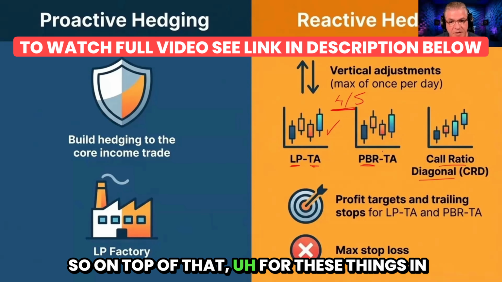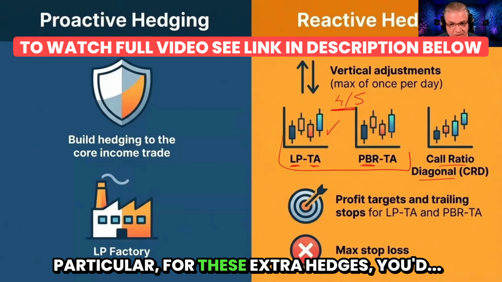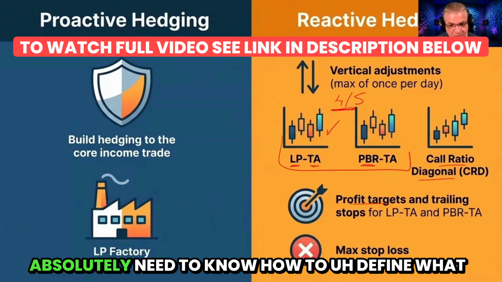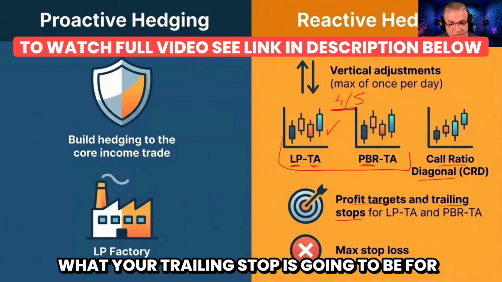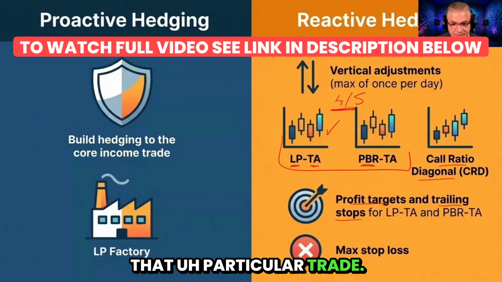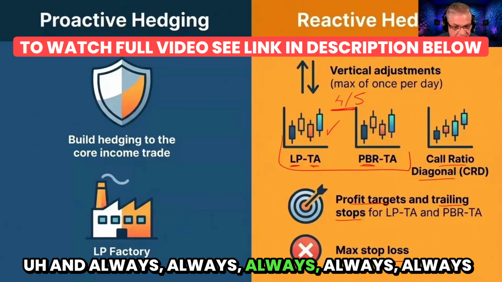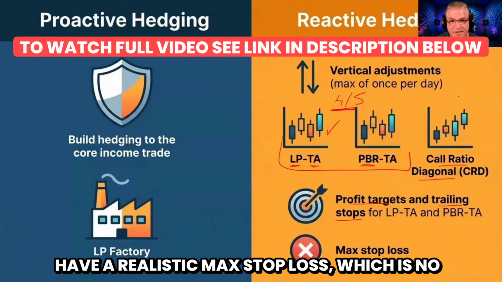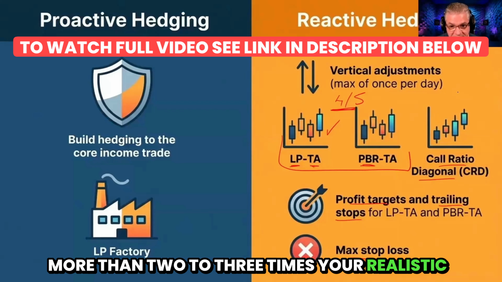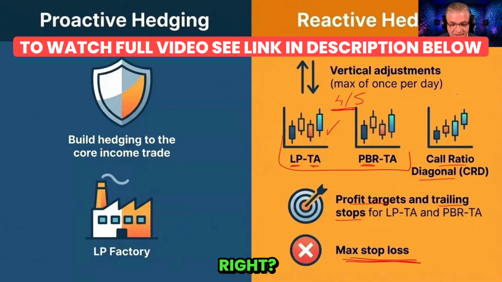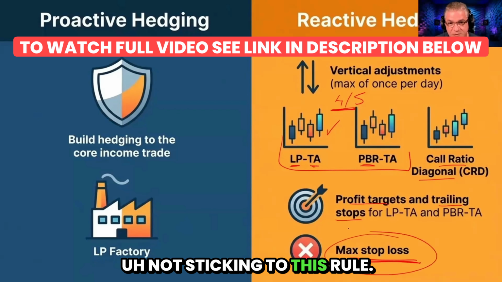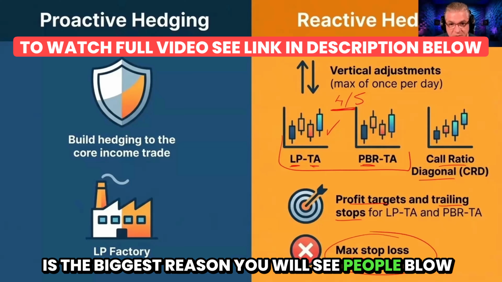So on top of that, for these extra hedges in particular, you absolutely need to know how to define what your profit target level is going to be and what your trailing stop is going to be for that particular trade. And always, always have a realistic max stop loss, which is no more than 2 to 3 times your realistic profit target, and always follow it. Always, right? Not sticking to this rule is the biggest reason you'll see people blow up their accounts.